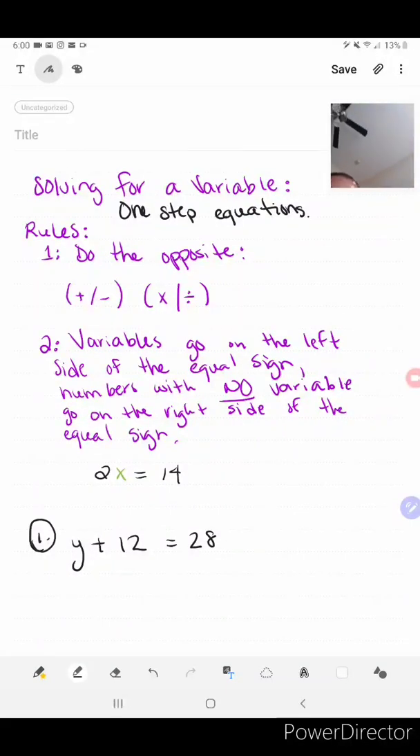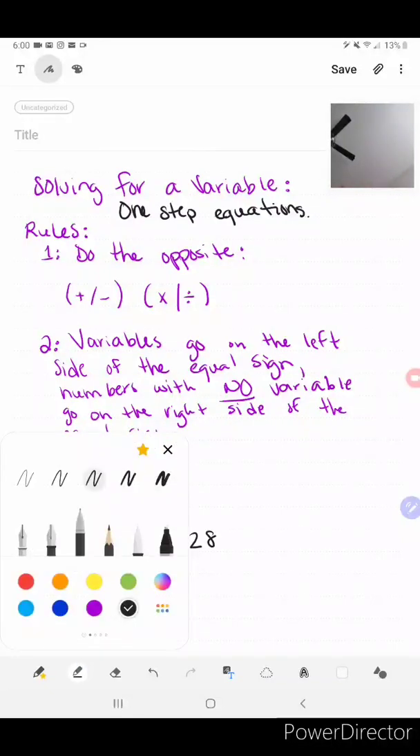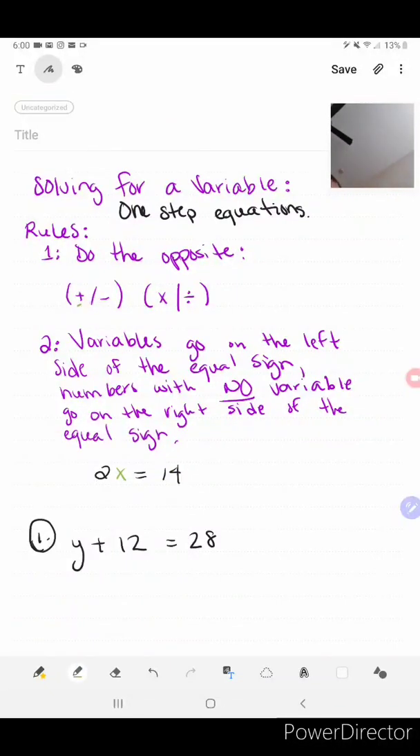The first rule is do the opposite. Our opposite signs are plus and minus, and times and division. Those are your opposites. If you're working with a plus, then you do minus. If you have a minus, then you do plus. So it's literally doing the opposite sign. And times and division always go together. You never do plus and multiplication together, or division and minus, or division and plus. It's always plus and minus together, multiplying and dividing together.